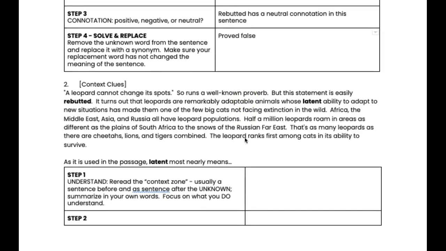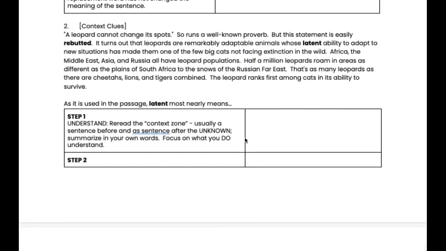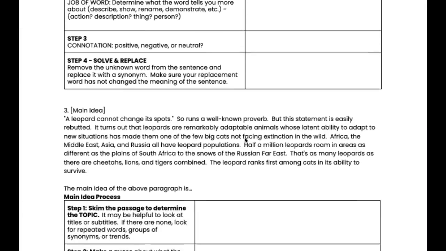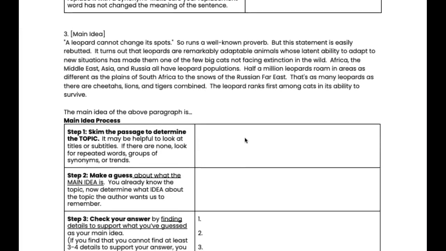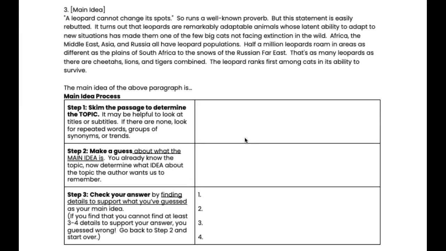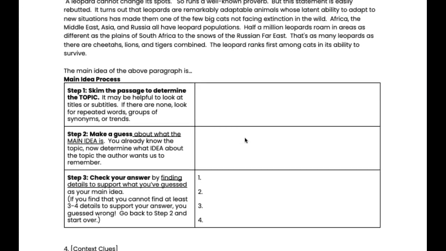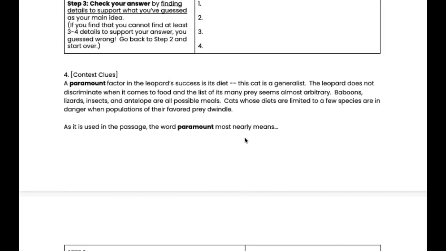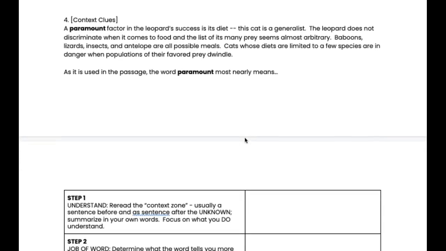All right, as you can see, there's another context clues practice with the word "latent." You can go ahead and practice with that one if you'd like. There then is a main idea practice for this same paragraph, but I'm going to keep moving on to a new passage so we can read that together, and then we'll practice the main idea with the new one.